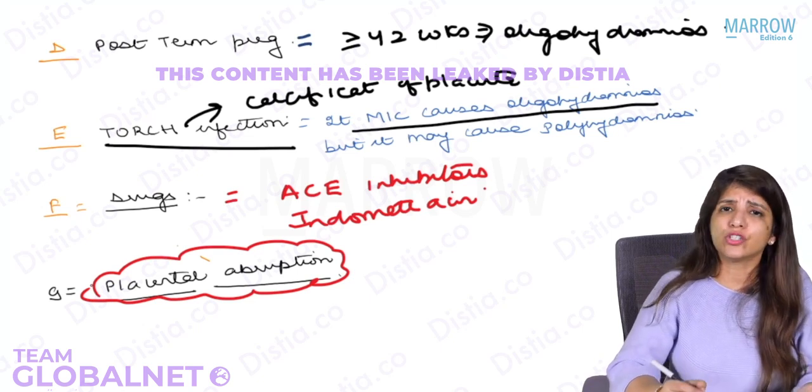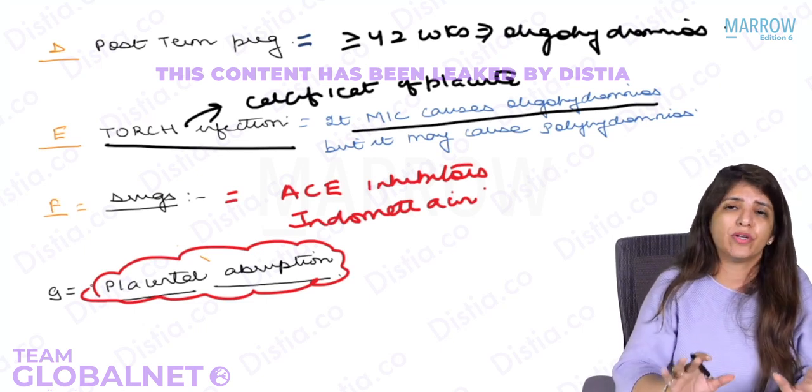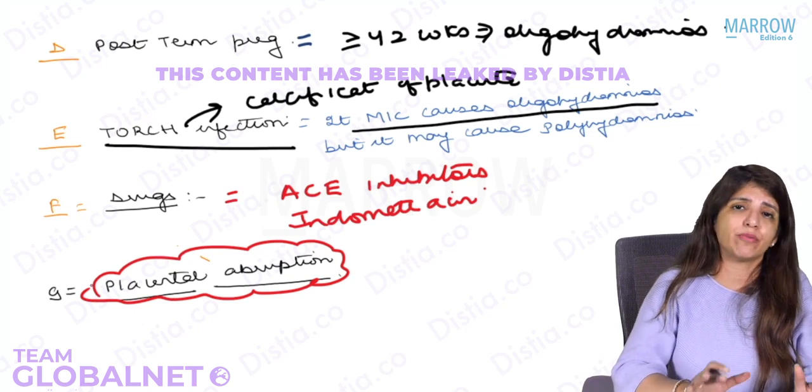Even if you don't mug up these causes, when you look at the list, you will understand whether that particular cause is leading to oligohydramnios or not.